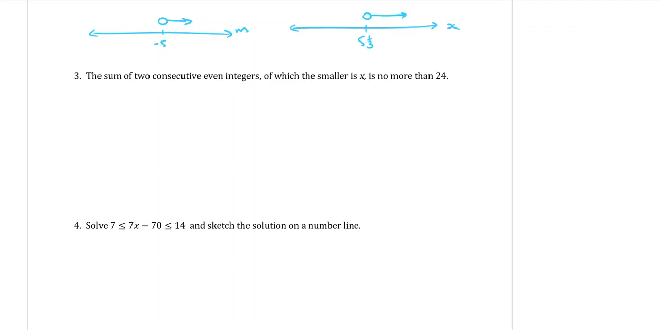The sum means I'm going to be adding some things. Two consecutive even integers. Now, consecutive means numbers that are straight after each other.